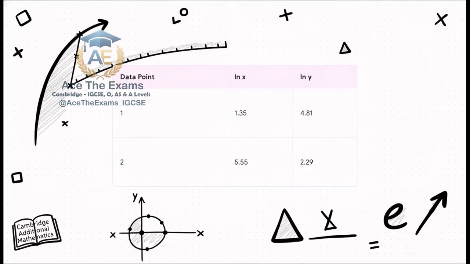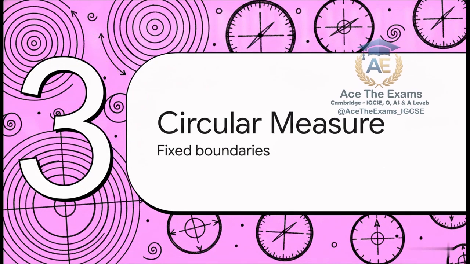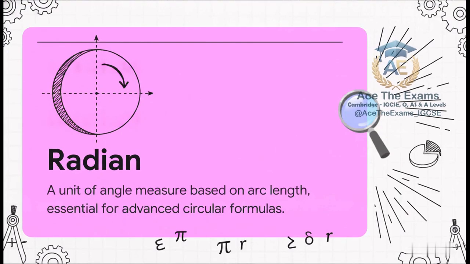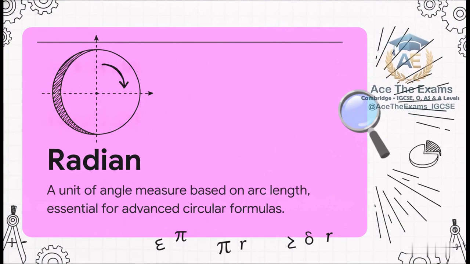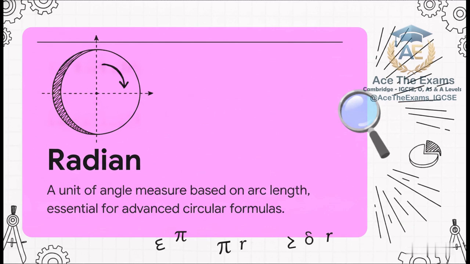All right, on to Section 3, Mastering Circular Measure. Time to deal with fixed boundaries. Now, before we solve anything in this section, we absolutely must lock in this critical definition: the radian. It's a unit of angle measure based entirely on arc length.